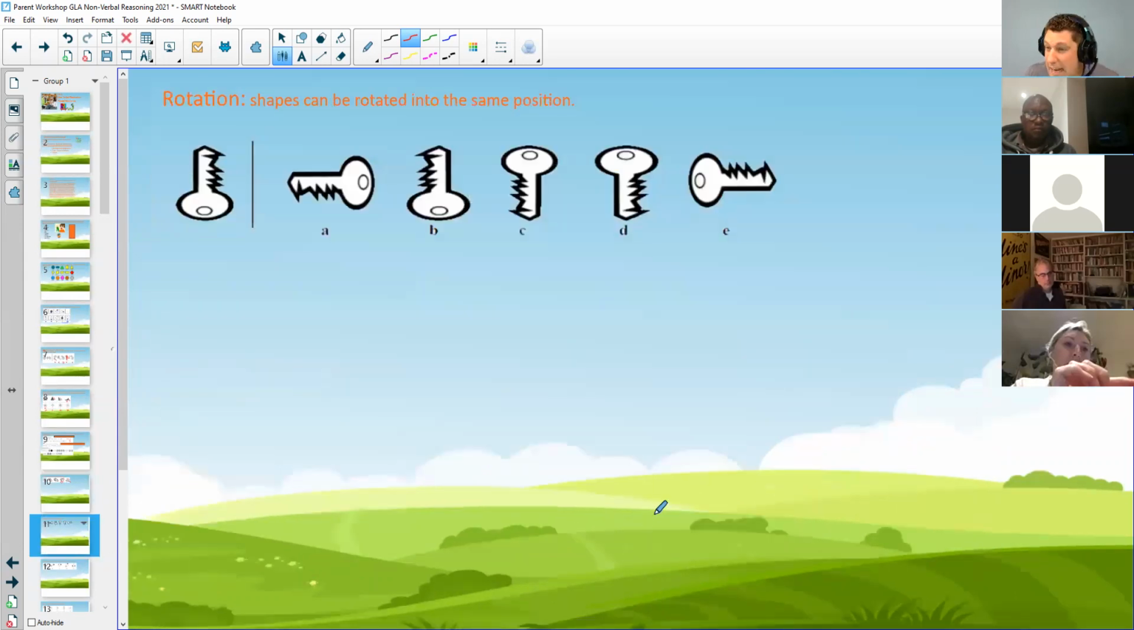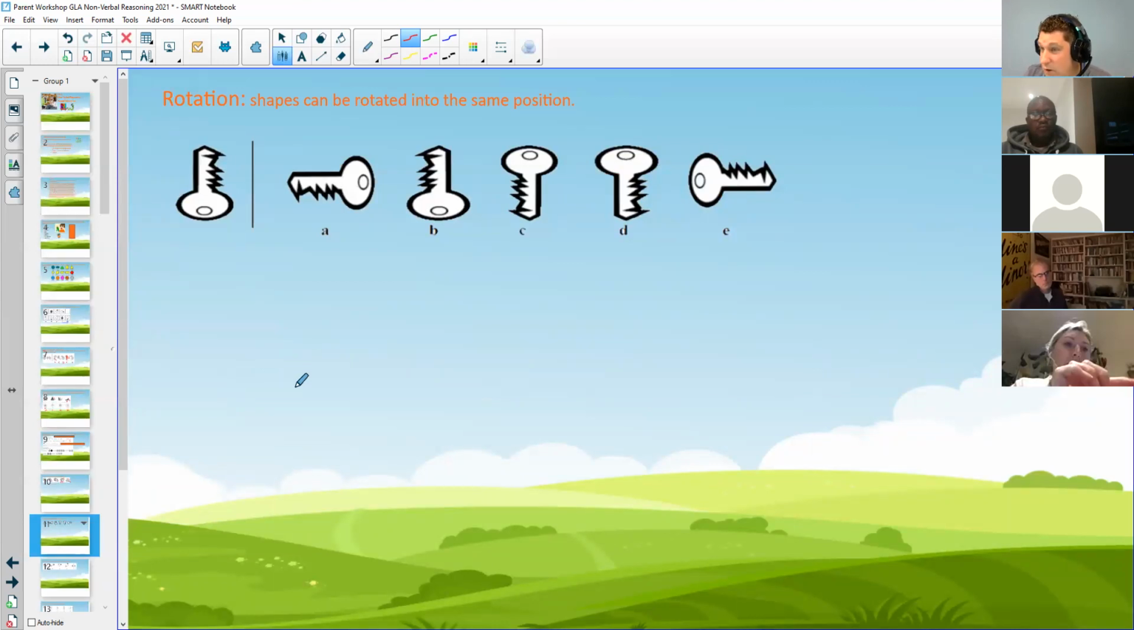Next part of the mnemonic is rotation. How does a shape rotate? I've actually included this as an example of rotation, but you can see that it's an everyday object. Very often with non-verbal reasoning in the actual exam, that wouldn't be the case. They're not going to use everyday objects to represent the question. But I thought, from a point of view of rotation, I'd just show you what could happen here.